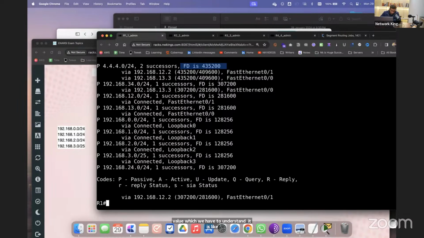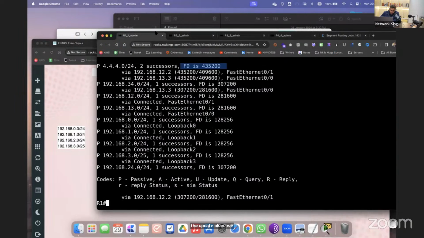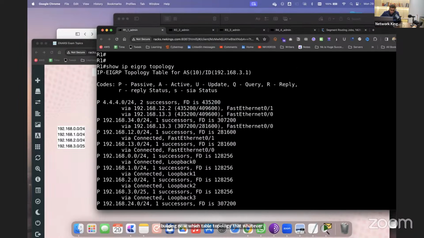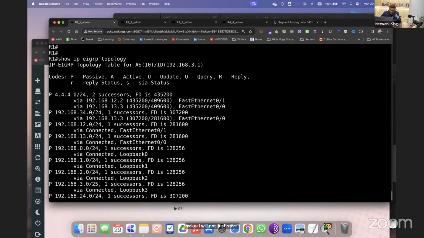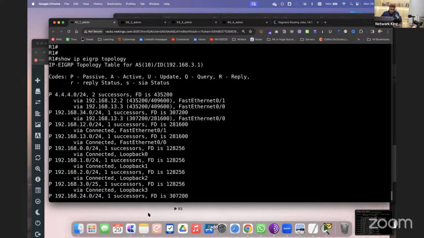We will go inside, but right now we understand that we got the update. We are now building the topology table. Whatever information I get from anywhere, even if I get hundreds of routes, I will store all that information in the EIGRP topology table. I will not add just the best information; even if a path is only average, not the best, I will store it in the topology table. I will store my best paths in the routing table.